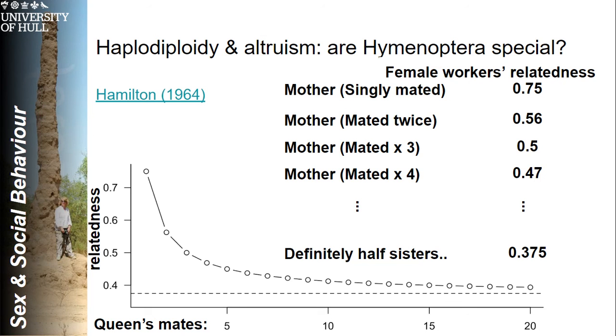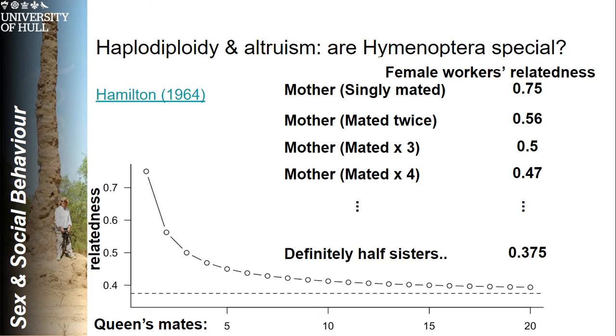then your average relatedness to your sisters is less. And if she's mated 3 times, then the average relatedness is even less and even less and even less, until you are absolutely sure that your sisters are half-sisters, they all don't share a father. In which case, you're related by 0.375 to your sisters.